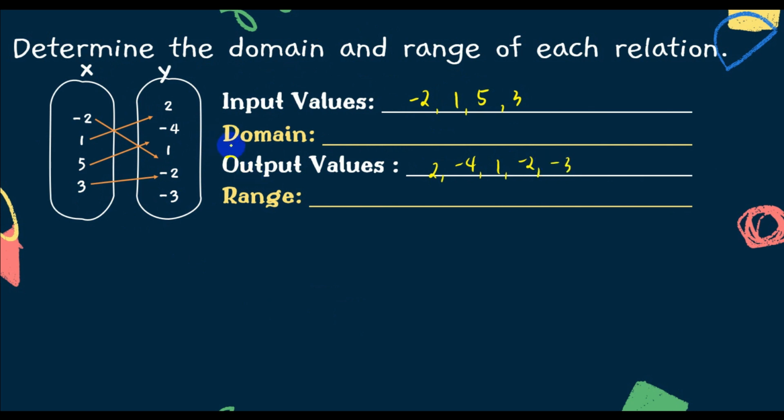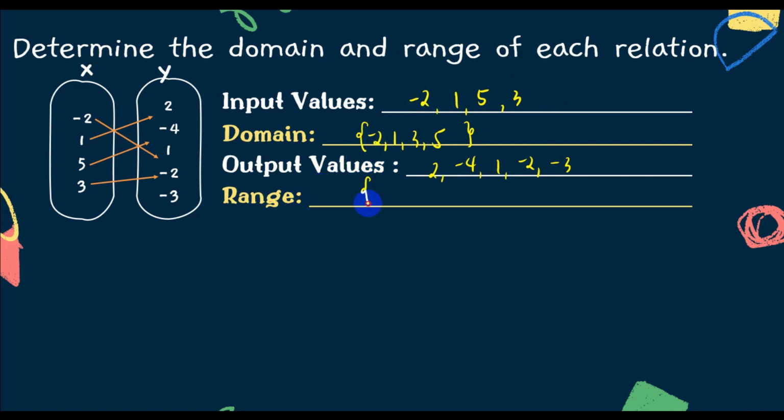For the domain, remember, this is the set of all possible x values. So that means these are our input values. And when we say set, we have to enclose that in braces, separated by commas. We can also write our input values or the domain in least to greatest form. Okay? So start with negative 2, then followed by 1, and then 3, and then 5. So this is our domain now. Again, set of all input values or set of all x values.